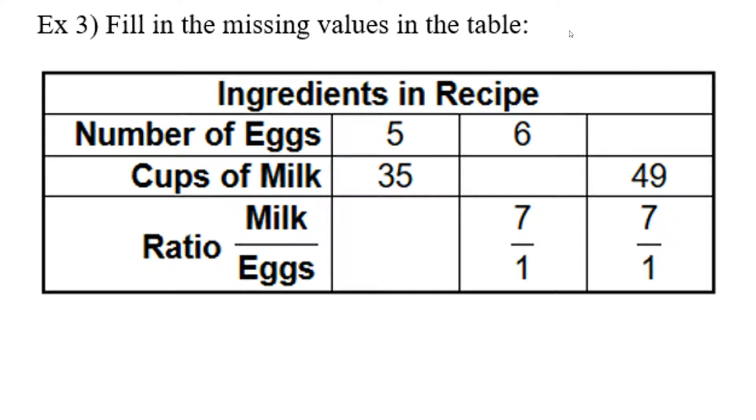Number 3, top right of your note sheet, we need to fill in the missing values of the table. So just a reminder, first values are the x values, and the second values here are the y values. So our ratio is milk over eggs because it's y over x. So to figure out the ratio, we do 35 divided by 5, or 35 over 5, which is equivalent to 7 over 1. And that's going to happen when it's proportional. All these ratios should be exactly the same. Now, because 7 over 1 is our ratio, it's also our constant multiple.